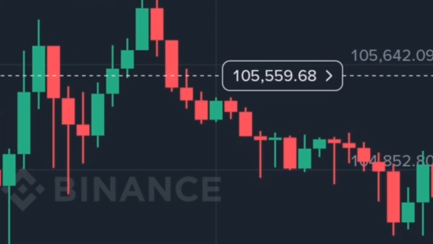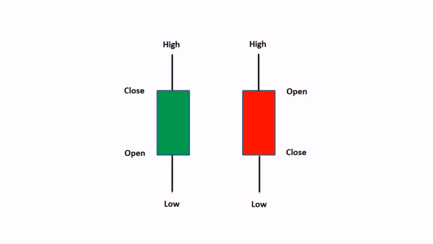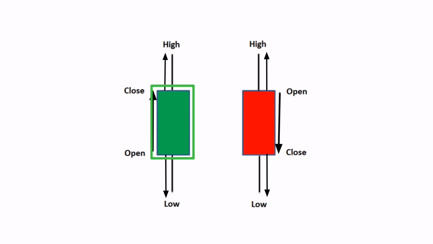Every candlestick has 3 parts. First, the body showing the opening and closing price. Second, the wick or shadow showing the high and low during that time. Third, the color: green means the price went up. Red means it went down.